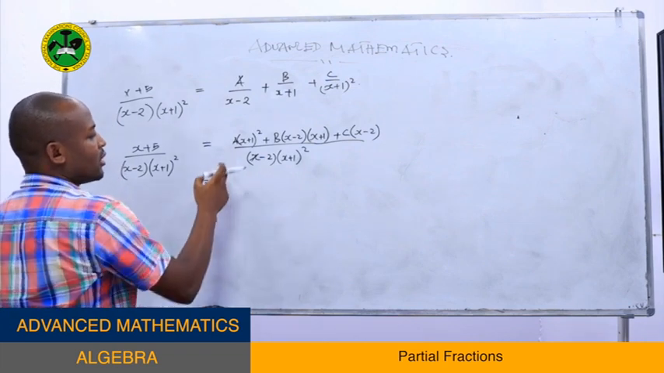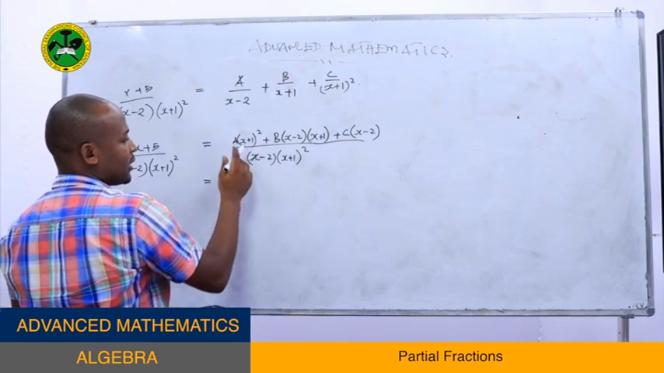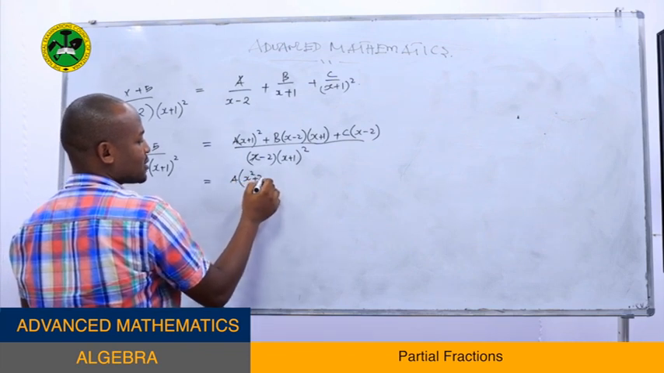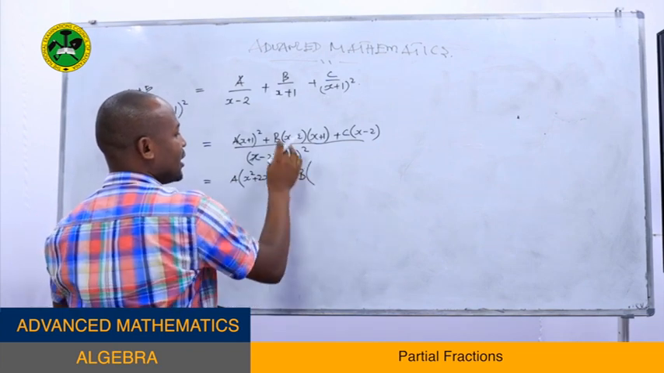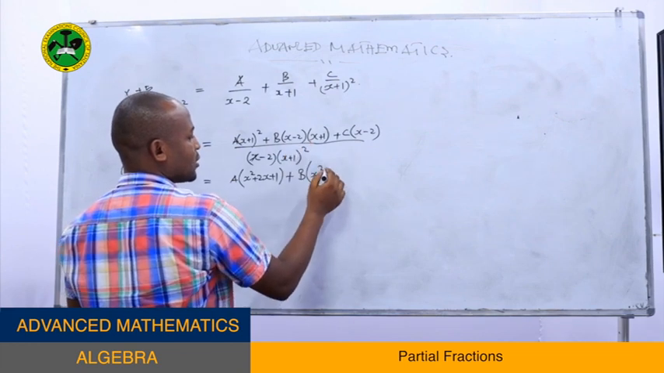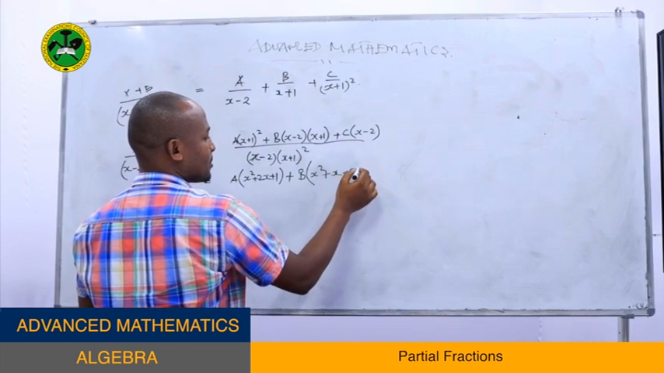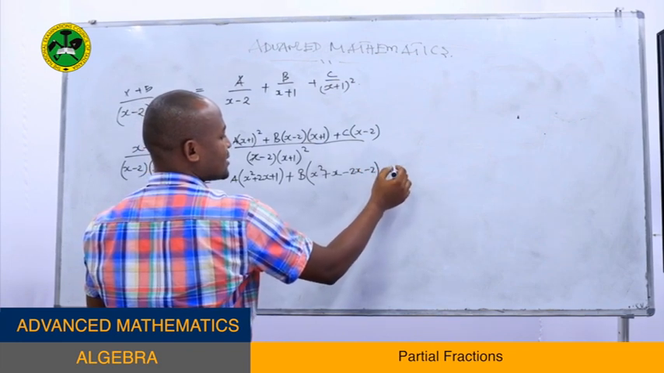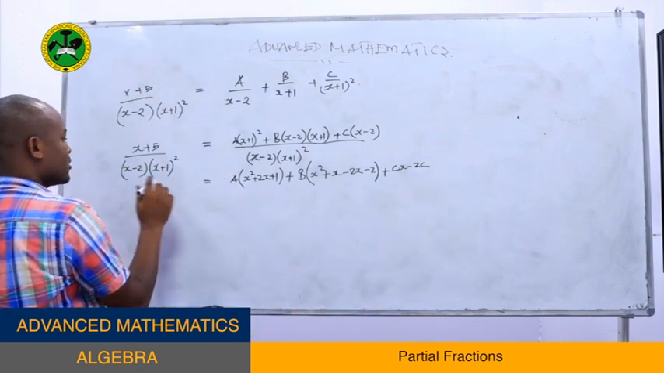That means we shall have the following. There we shall have an a, and simplifying, opening the brackets, we shall have x squared plus 2x plus 1, plus b, and that can be like this: x squared, this and that; plus this and that is x; this times that is negative 2; plus c x minus 2c, and that equals what?